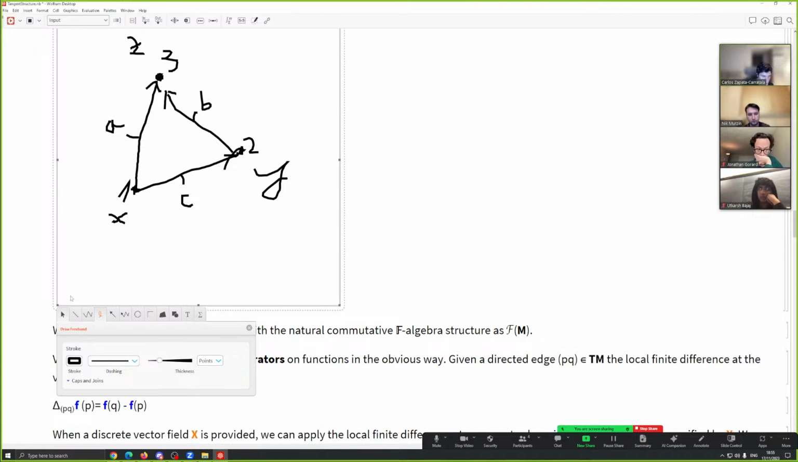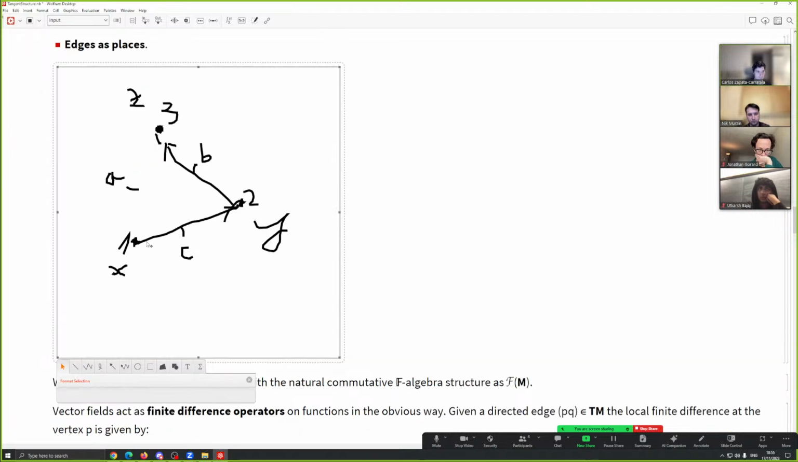Sorry, how do I think I have to select like this and just delete, I believe. Yeah, maybe not. Whatever.